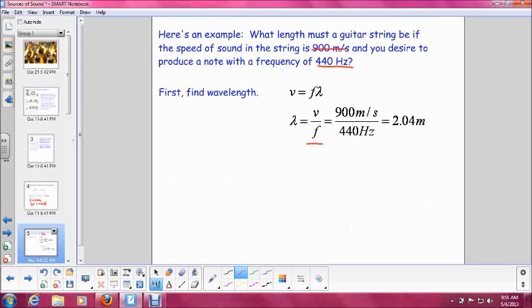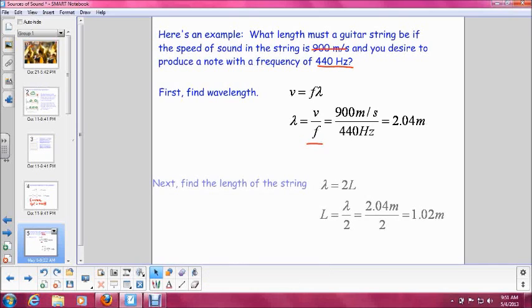Now, in order to find the length of the string, we know that the wavelength has to be 2 times that. Because, remember, our fundamental frequency only represents half of a wavelength.